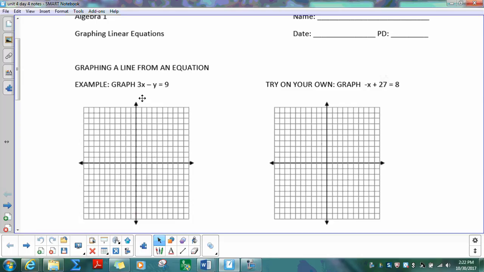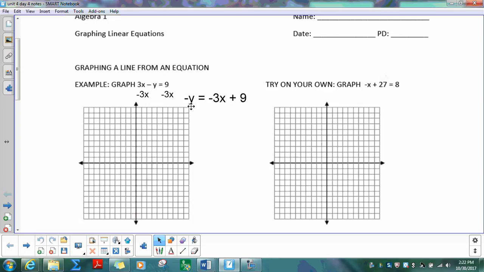The very first thing is we're going to subtract 3x from both sides. We now have negative y equals negative 3x plus 9. It's okay if these are reversed. If you put the x first, it looks more like slope-intercept form. That's the only reason I put the x in the front.